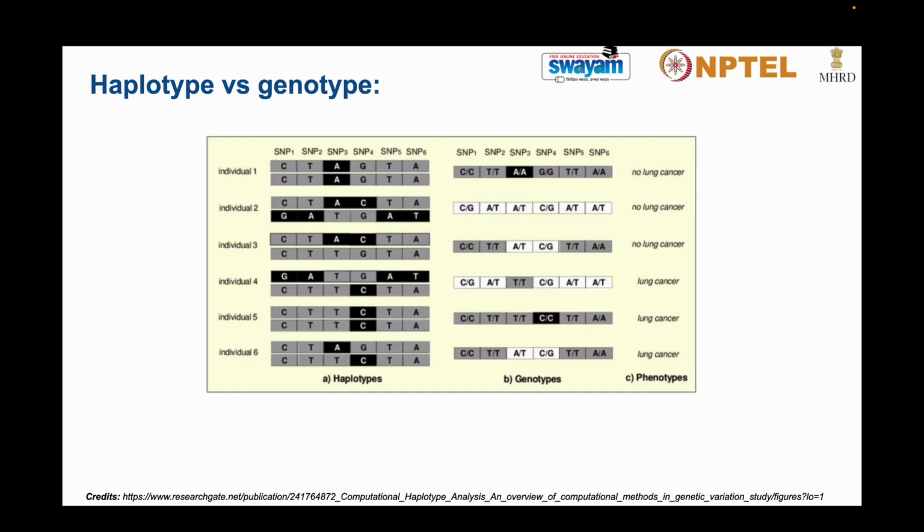Now we say haplotype and genotype. These are two terms. So why are we looking for haplotypes and not genotypes? What does haplotype mean? It is a grouping of the SNPs together. The name also suggests haploid, so it is a single set, a single sequence from a single individual.